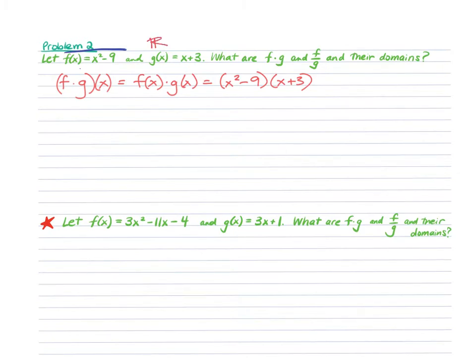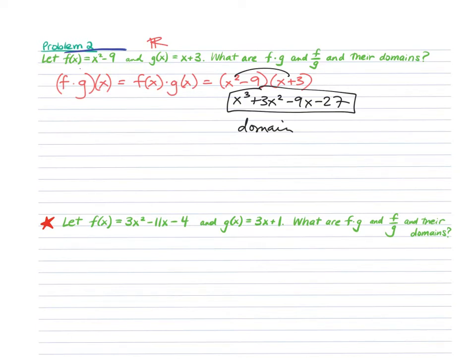So there are no restrictions that we're starting with. And then here we're just going to multiply it out, FOIL: x cubed plus 3x squared minus 9x minus 27. And there are no like terms, so this is our answer. And then there are no square root signs or radicals and no dividing, so the domain just stays all real numbers. There are no restrictions.